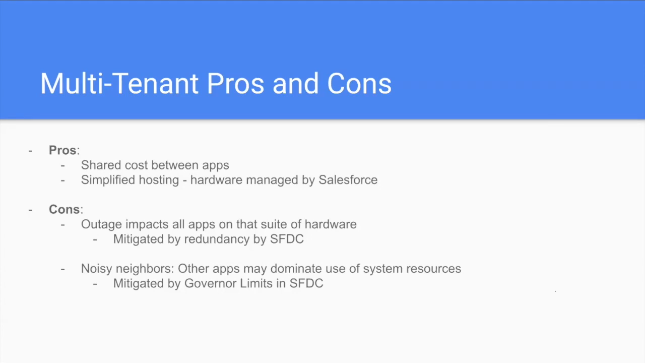And one of the cons as well is the noisy neighbor syndrome that I mentioned earlier. That is when other apps may dominate the system resources and prevent other apps that are equally important from running and being able to do what they were built to do. And thankfully, Salesforce does mitigate this by the concept of governor limits, which we got a hint at when we were going over the process and automation section, but we'll be able to dive deeper and explain what some of these governor limits are. And at least we have this as a background to understand why they're important.